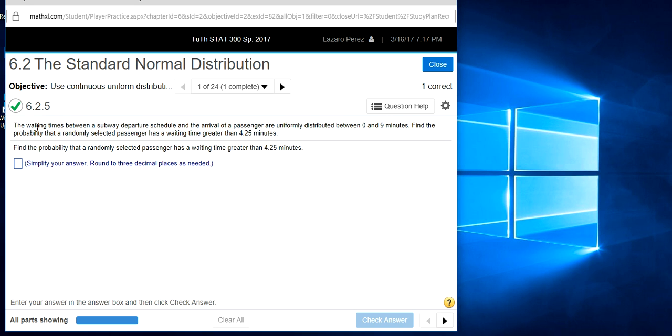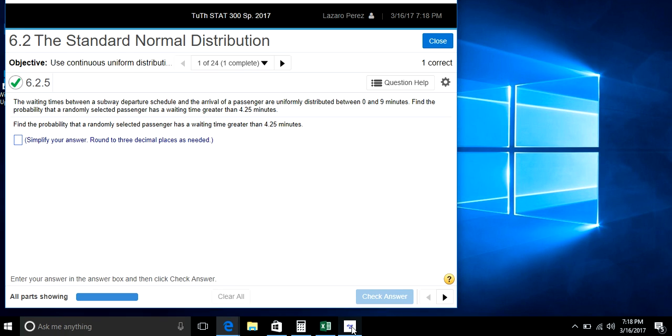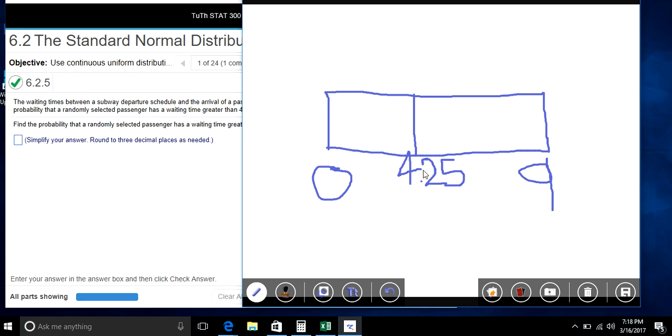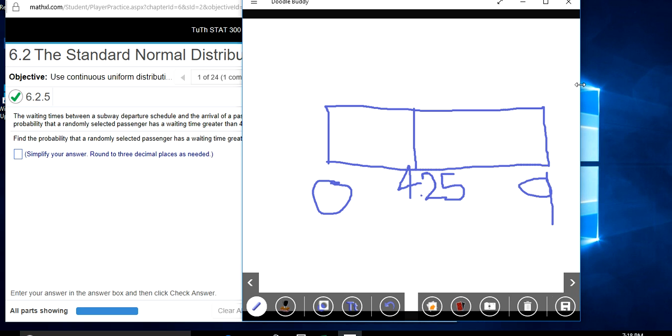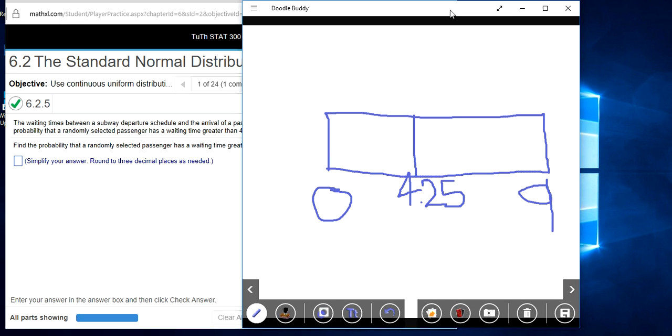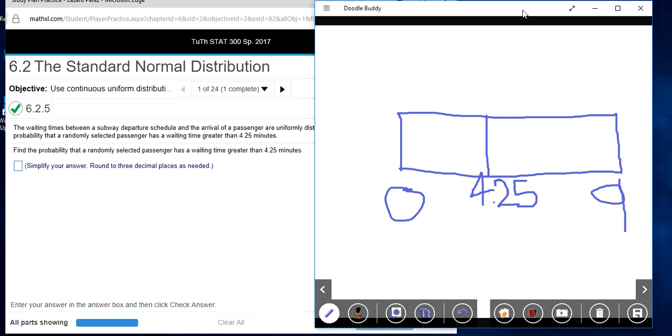All right. Now the problem says the waiting times between a subway departure schedule and the arrival of a passenger are uniformly distributed between 0 and 9 minutes. Find the probability that a randomly selected passenger has a waiting time greater than 4.25. All right, so to do that, I'm going to bring this up. I know this is a pretty bad drawing, but it's kind of hard to draw with your mouse.